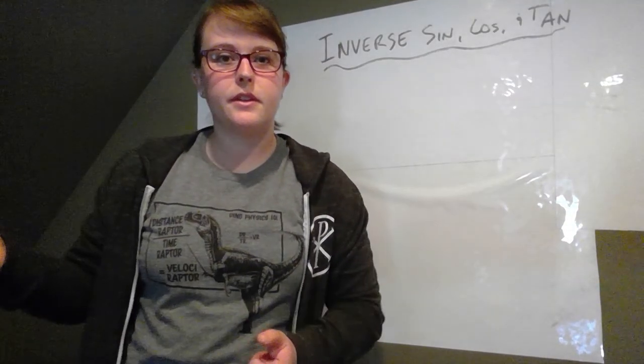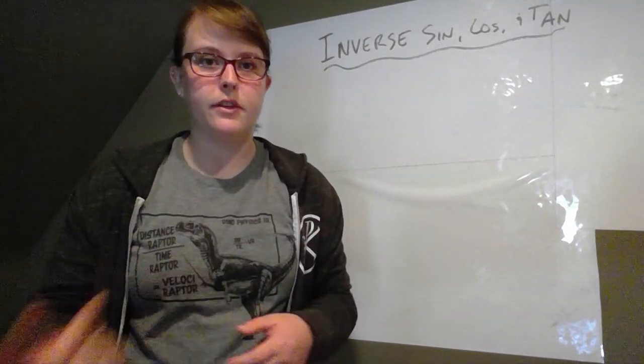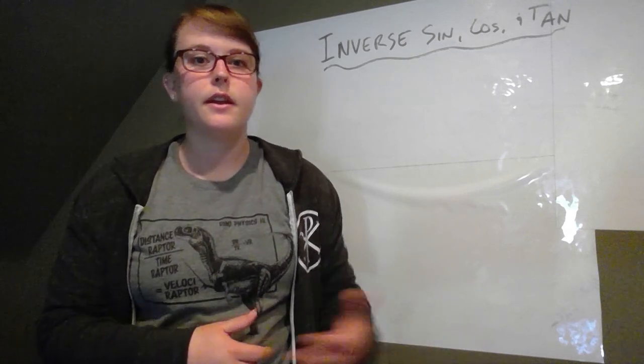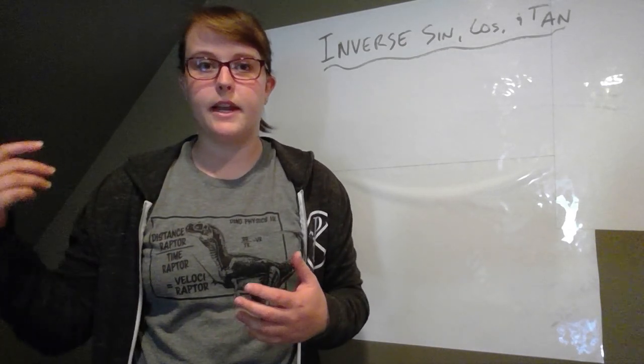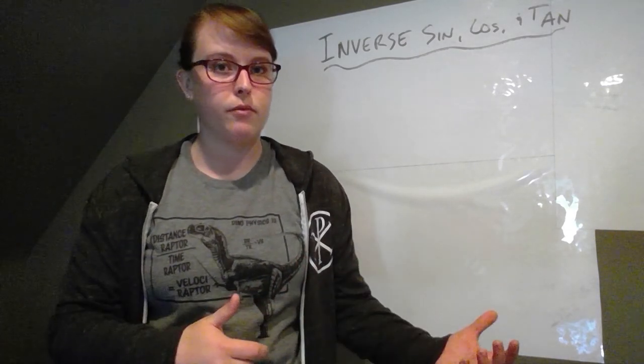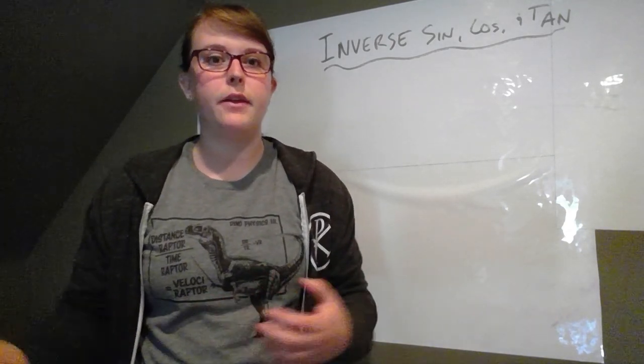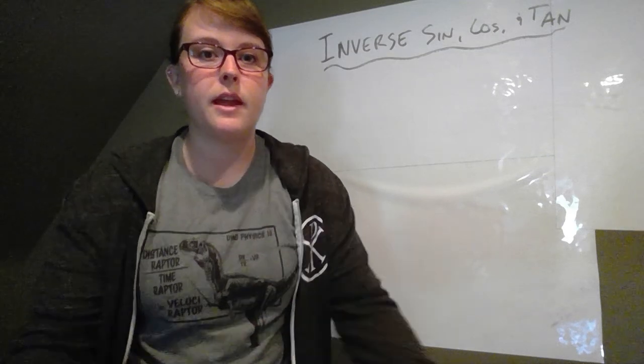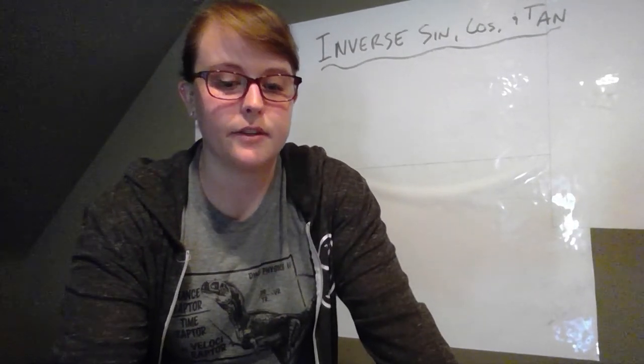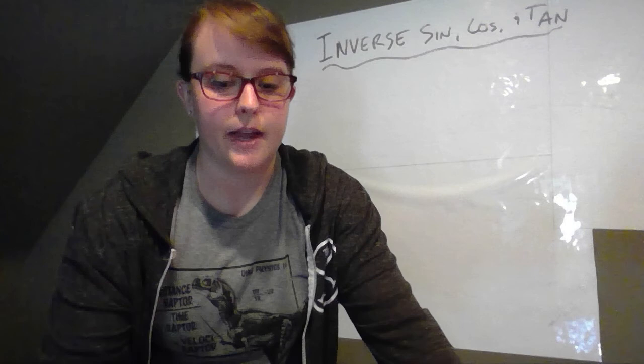Hey there, geometry students. Did you know that in algebra, anytime you can do something, you can also undo it? If you take a square of something, you can take the square root to undo it. If you add, you can subtract to undo it. If you multiply, you can divide to undo it. Well, the same holds true for sine, cosine, and tangent. So that's what we're going to talk about today.